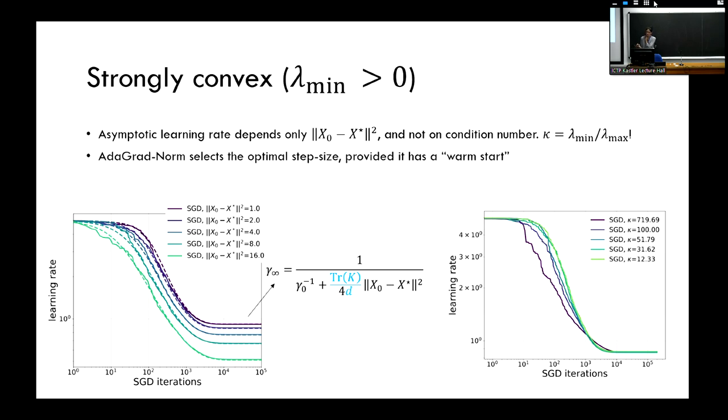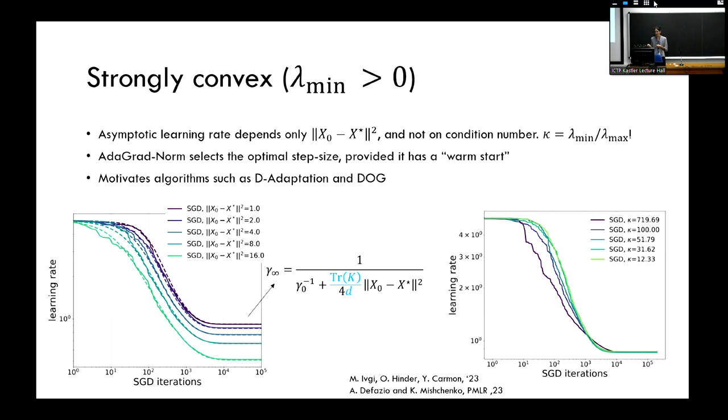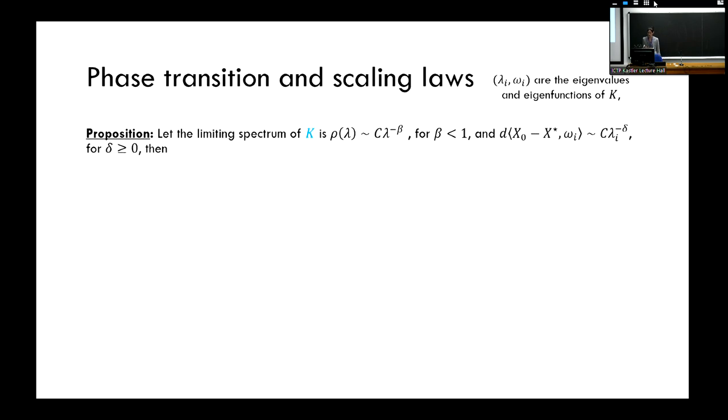So it tells you that if you had known the distance to optimality, which is a problem, and this is why people are not so happy with AdaGrad and want other algorithms, because you don't know this distance to optimality a priori. If you had known it, you could know where you converge to. Other types of algorithms try to go beyond this, such as D-adaptation and DoG, and these can also be analyzed using our method.